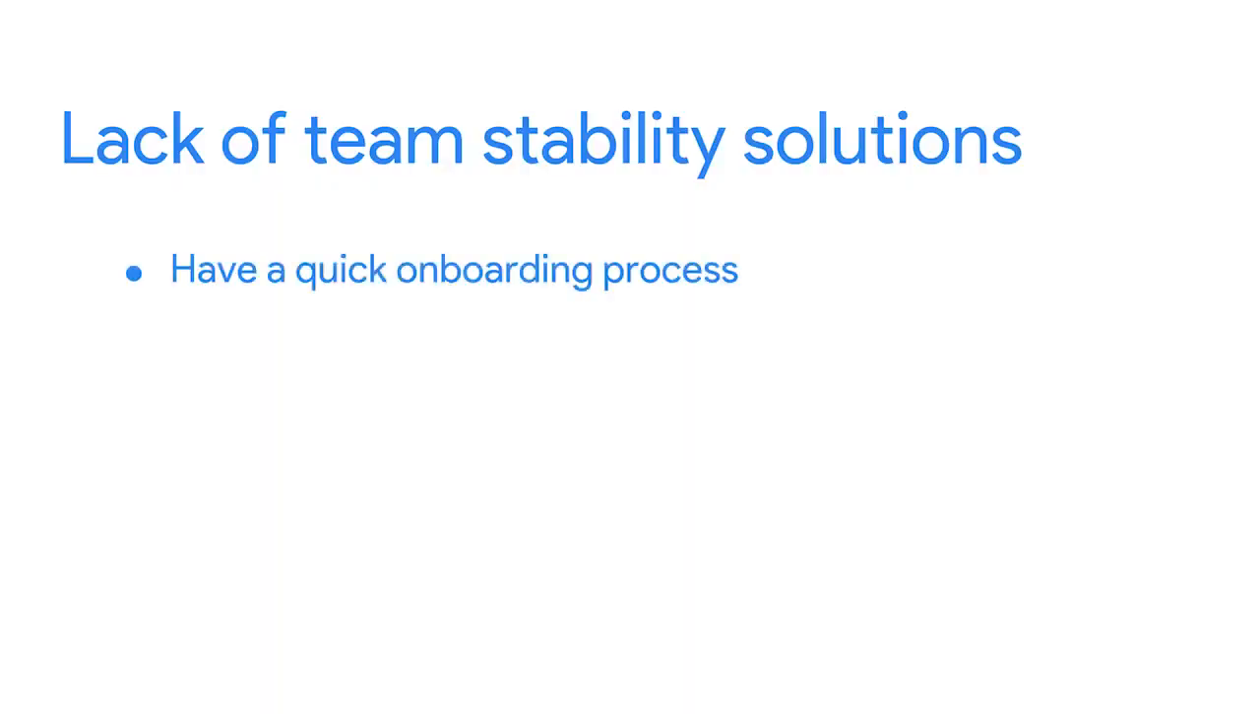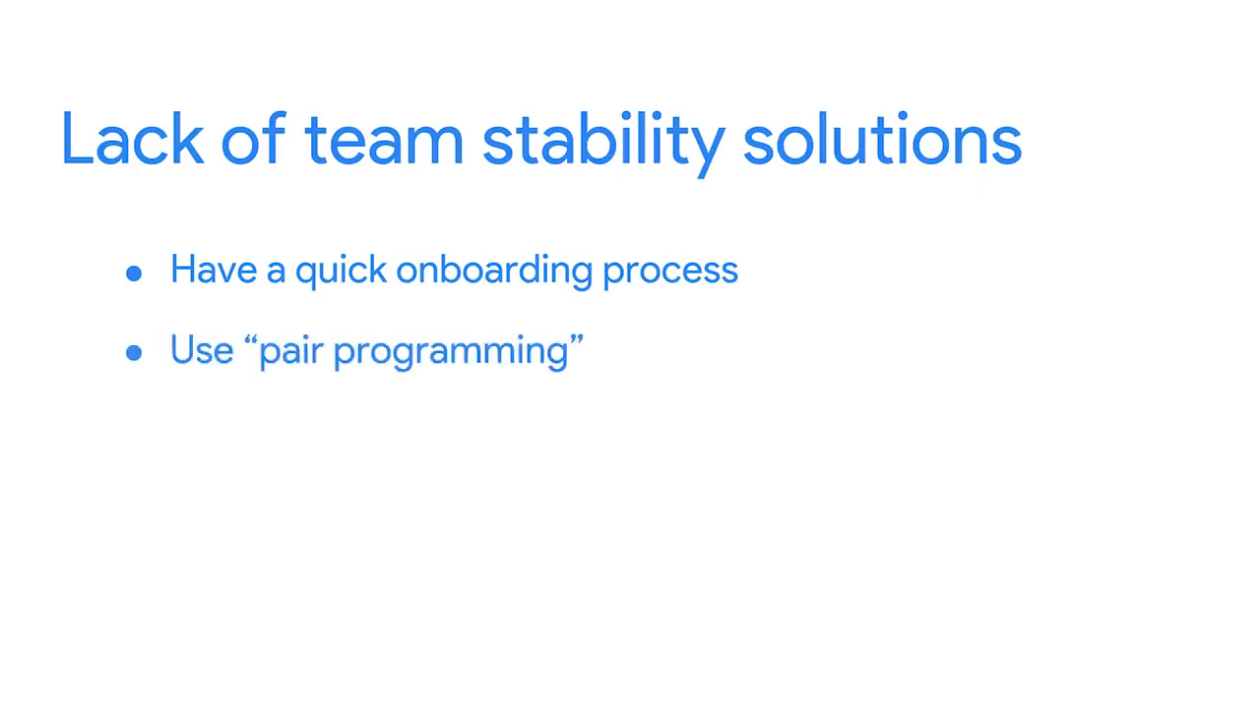And finally, the last big challenge you might encounter with Agile and Scrum teams is a lack of team stability. When the team changes a lot, with people leaving and joining frequently, it can make things unpredictable and disrupt the flow of work. There are a few things you can do to address instability on your team. First, have a quick onboarding process for new team members to help them get to know the rest of the team and understand the project.